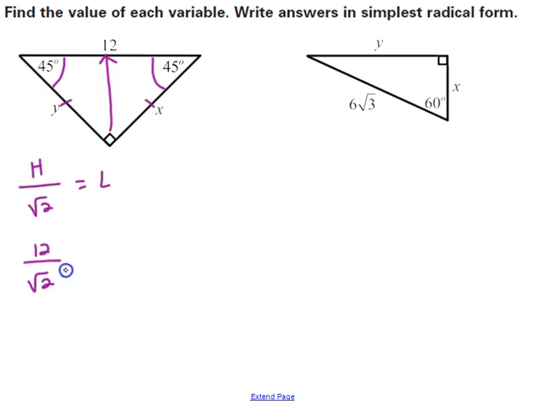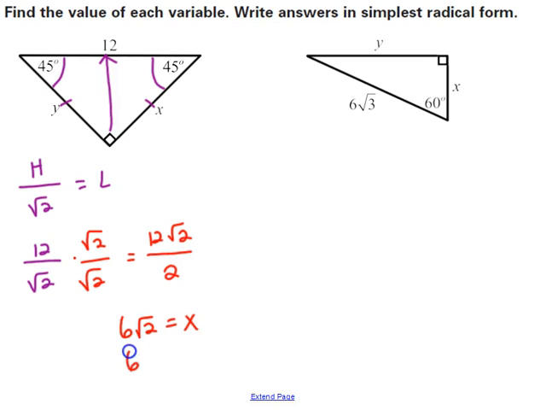Now, we can't leave this as our answer, so we need to rationalize and simplify. So we're going to multiply the top and the bottom by square root of 2, just so that we can change what this answer looks like, not change the value. So along the top, we have 12 times the square root of 2. Along the bottom, square root of 2 times square root of 2 is 2. And again, that last step, look at the numbers outside the radical. 12 divided by 2 is 6. So we have 6 square root of 2 is going to be equal to our x, and it's also equal to our y.